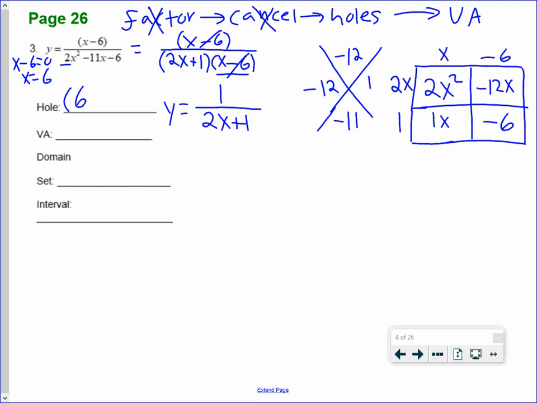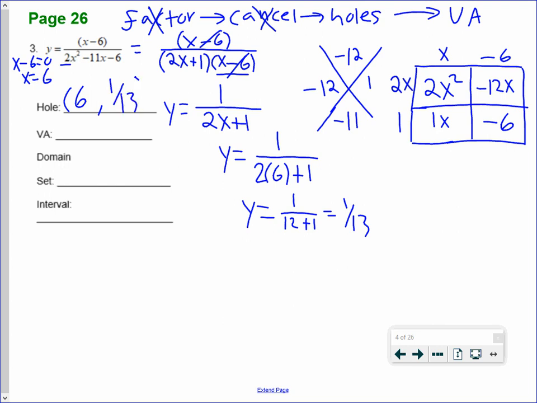We're going to take that 6 and plug it into our new simplified equation. So we have y equals 1 all over 2 times 6 plus 1. We solve that out. We get y equals 1 all over 12 plus 1, or just 1 over 13. So our hole is at 6, comma 1 over 13. So we found our hole. We're done looking for our holes.